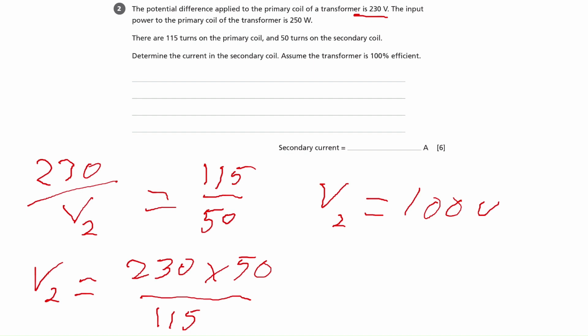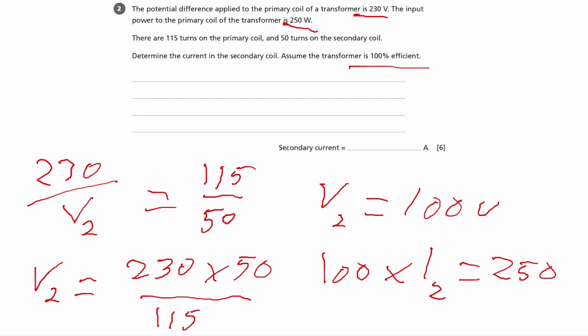Now the key bit here is the fact that we're assuming the transformer is 100% efficient. Therefore, we can do 100, which is our potential difference, times the secondary current, which is I2, equals the power, which is 250. If the power on the primary coil is 250, the power on the secondary coil will also be 250. So we can use our power equation there.